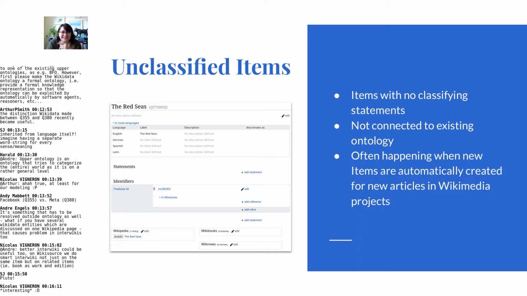Okay, and then the last one is something that people brought up last time I presented this classification, something we missed, is unclassified items. So items on Wikidata where we have no statement that says that it is an instance of something or a subclass of something, or something related to that. So we don't actually know how it fits into the classes that we have. And this seems to especially happen a lot when we create new items for Wikipedia articles that have been written, and then no one comes to flesh that item out.